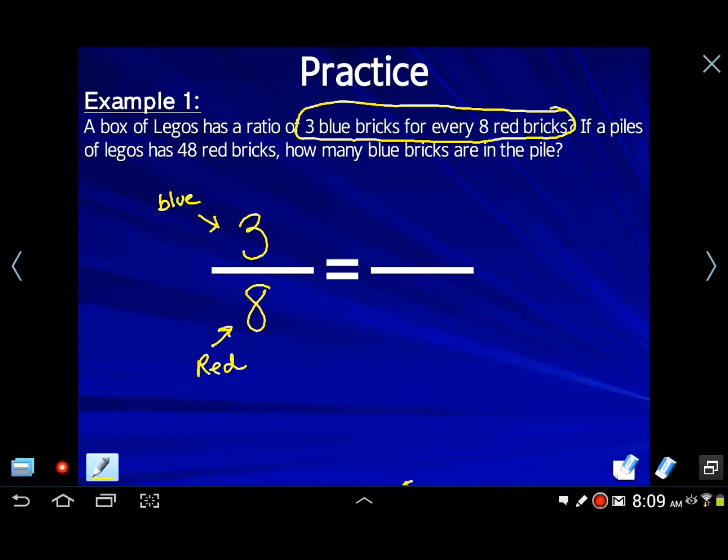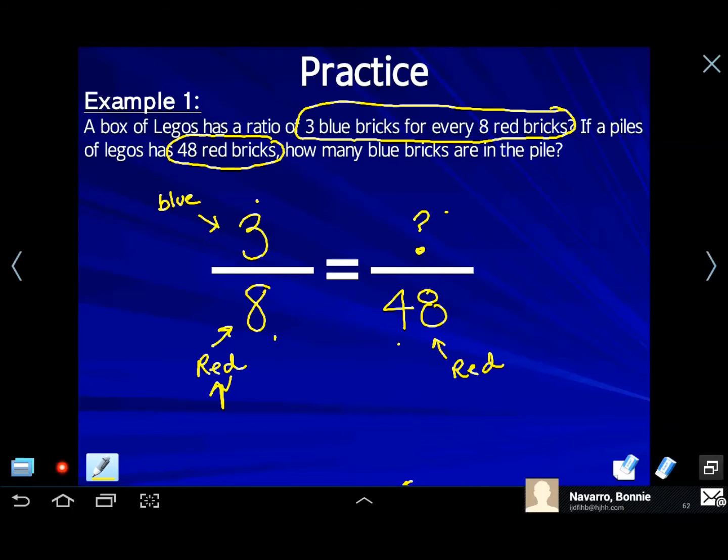And then let's go ahead and figure out our other ratio, which is only going to have one number. So 48 red bricks. Now where are we going to put 48? We're going to put it right here. So we want everything to match up. So this represents red, so does this. So we want everything to match up, denominator to denominator, numerator to numerator. So we don't know what this number is. And in order to figure this out, we're just going to look at this like equivalent fractions. How many 8s are there in 48?